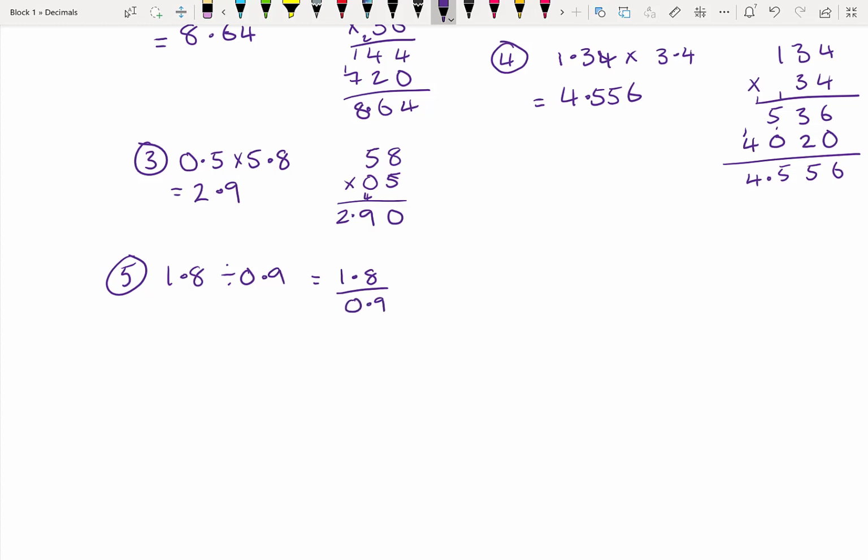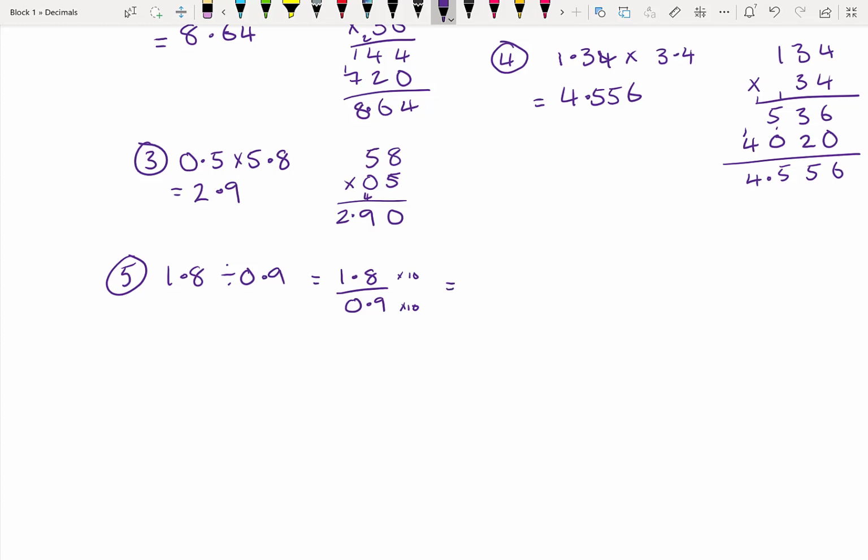Okay, now we don't have to stick with the idea of fractions, but I don't like 1.8 divided by 0.9. So what I'm going to do is use my equivalent fractions, and I'm going to multiply the top and the bottom by 10. So remember, when we do something to the top, as long as we do it to the bottom, our fraction's still worth the same amount.